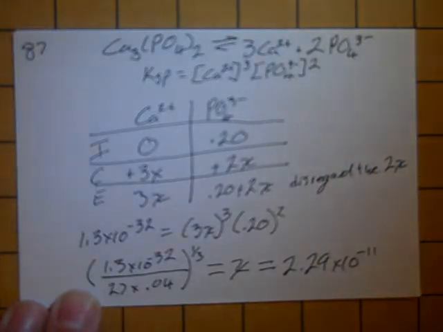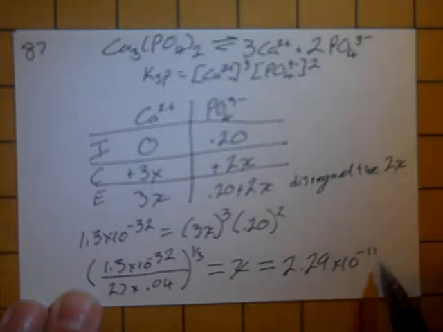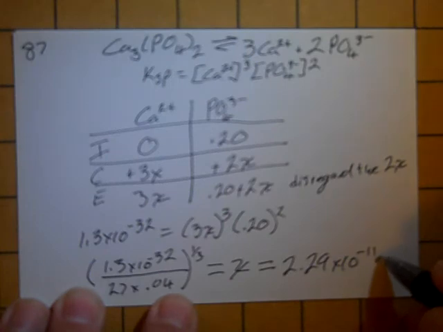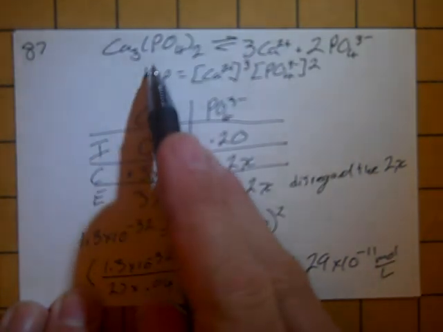Remember back in problem 83b we just found the solubility of this in pure water, and it was 1.6 times 10 to the minus 7. So our solubility has decreased, which is what we expect in a common ion problem. Solubility decreases if there's a common ion present. And this is, of course, moles per liter of calcium phosphate.